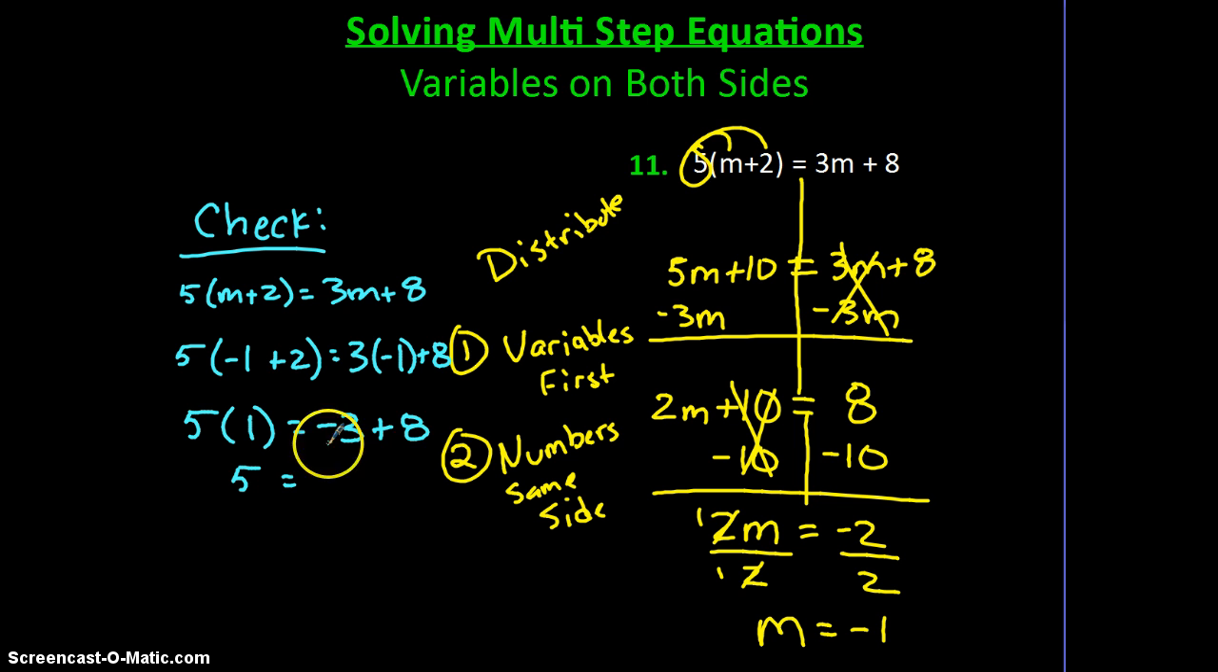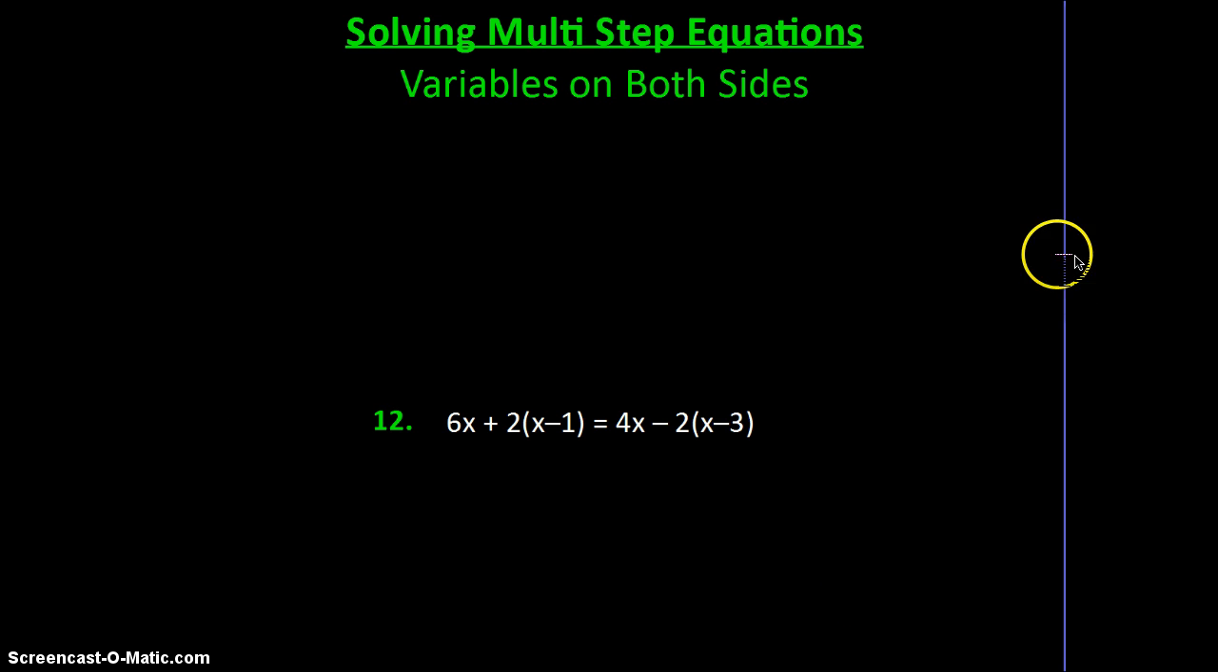Right side, negative 3 plus 8, that again is a positive 5. The answer is then correct. So here's our last one for today.